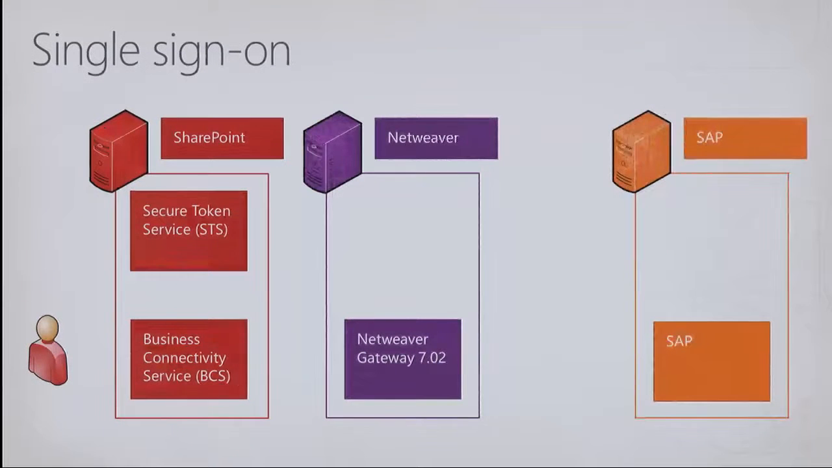When you are an SAP user and you want to log into SharePoint, you log into SharePoint and you get a token. That token is your user identity. If you want to access business data on the SAP side, that token is going to go to the Business Connectivity Service. It's then going to get sent up to the Secure Token Service where that information is going to get modified. Your token is going to get authenticated. It's going to get sent back to the BCS.